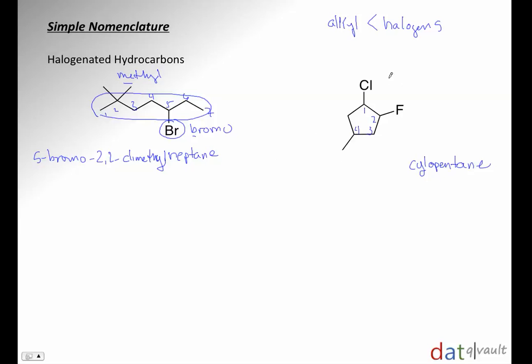So similar to the example before, this one's going to be chloro. This fluorine is going to be called a fluoro substituent. We have a methyl. Following the alphabetical rule, chloro comes first, so it's going to be 1-chloro, 2-fluoro, 4-methyl, cyclopentane.